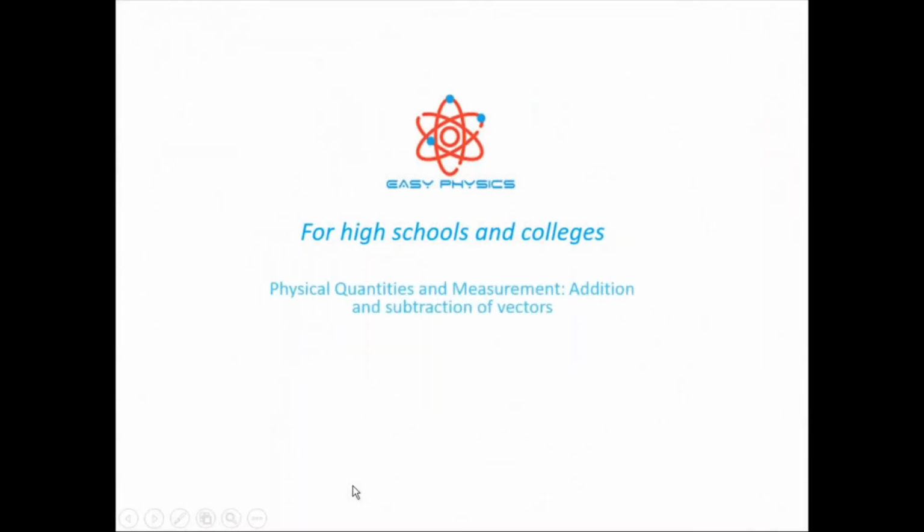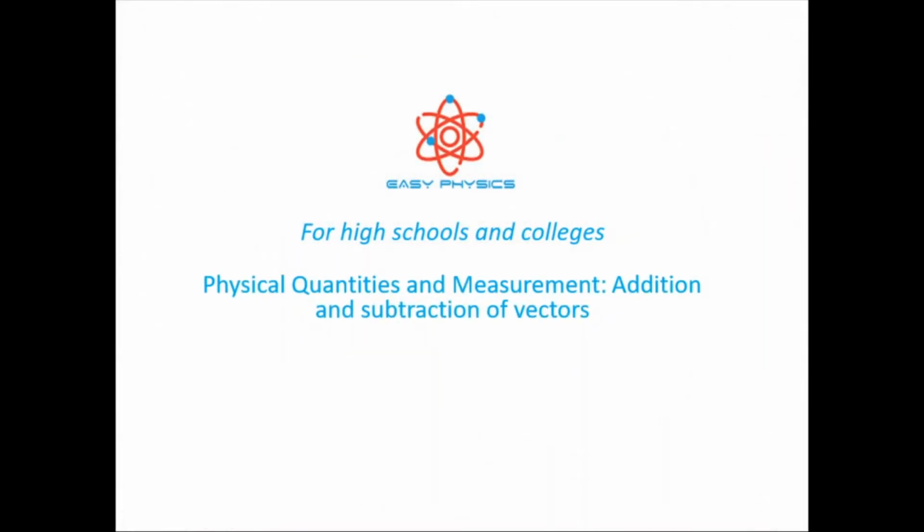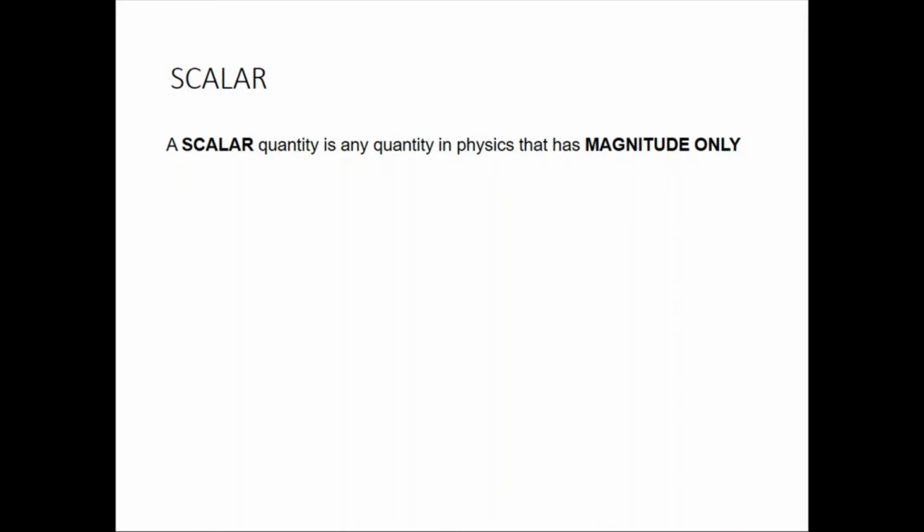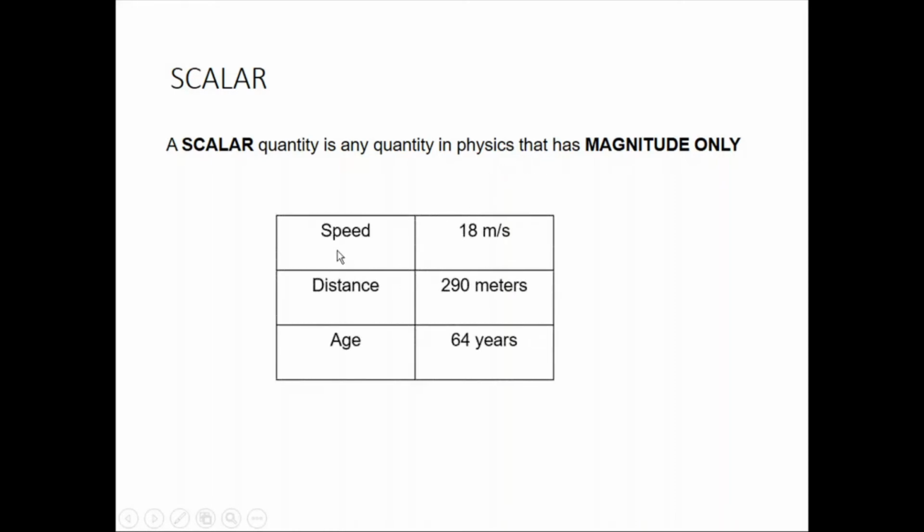Today we are going to look at the addition and subtraction of vectors. Let's start with the differences between scalars and vectors. A scalar quantity is a quantity in physics that has only magnitude. For example, speed is 80 meters per second. No direction, it has only magnitude. Distance, only magnitude. Age, only magnitude.